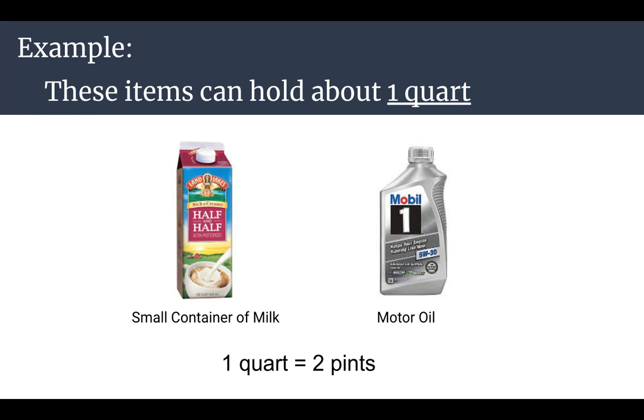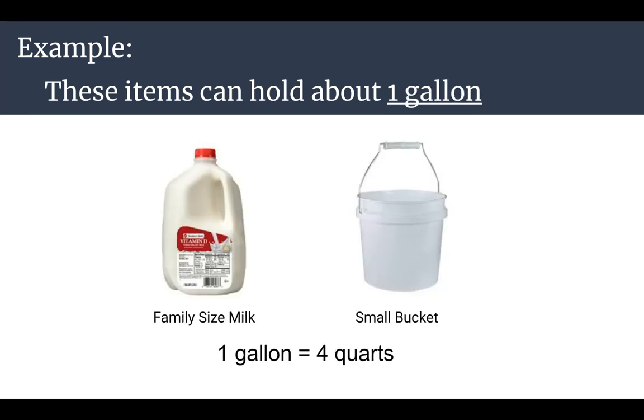These items can hold about 1 quart: a small container of milk and motor oil. 1 quart equals 2 pints. These items can hold about 1 gallon: a family-size milk and a small bucket. 1 gallon equals 4 quarts.